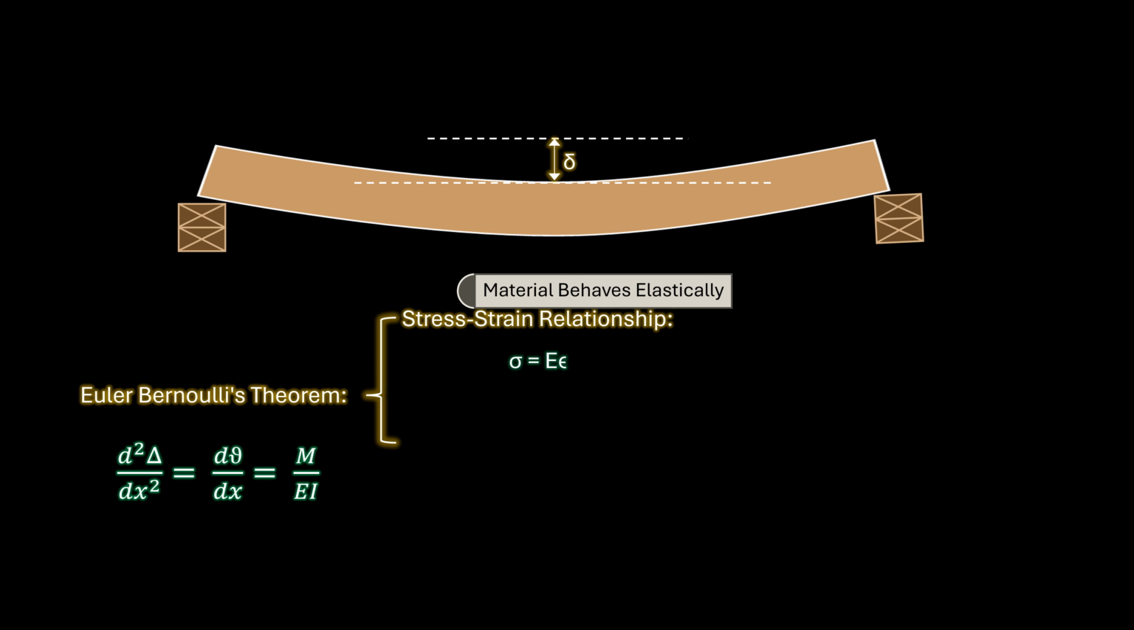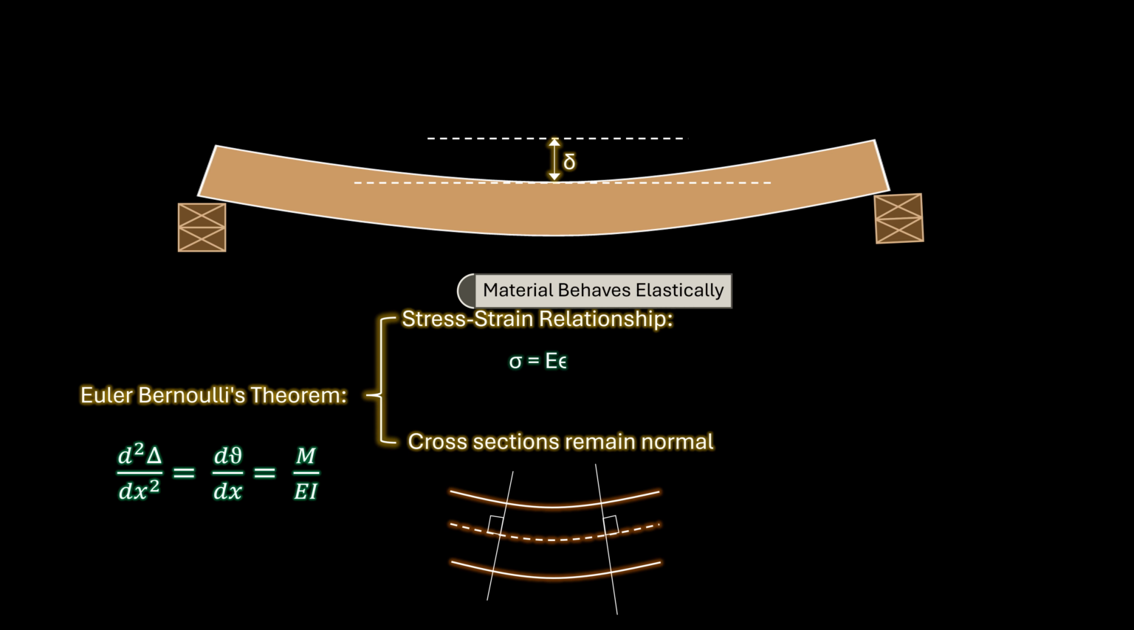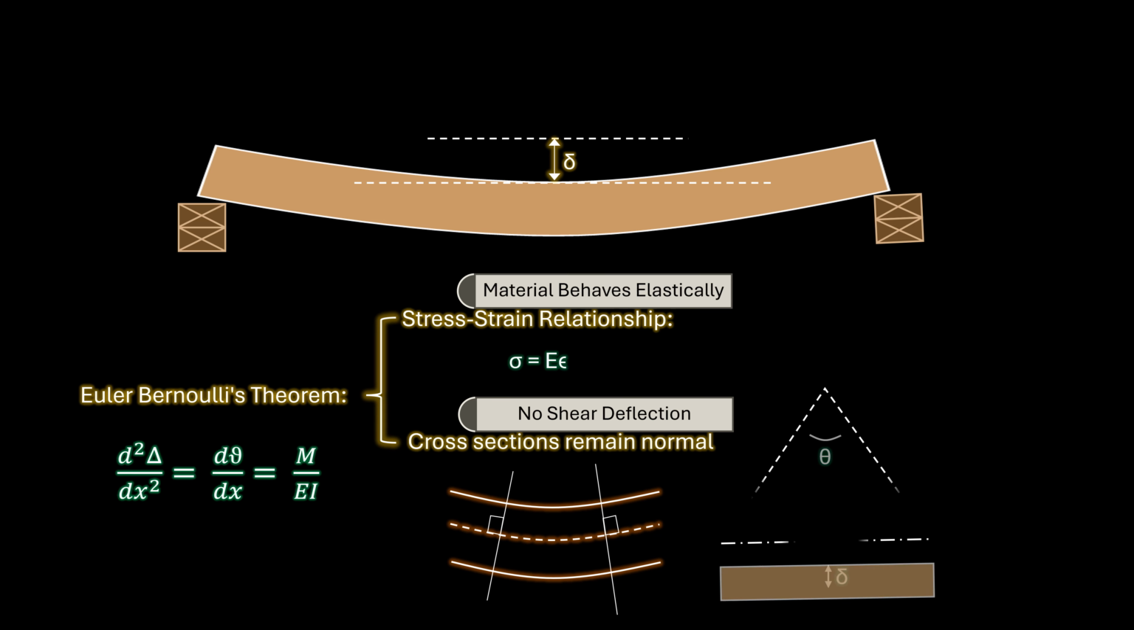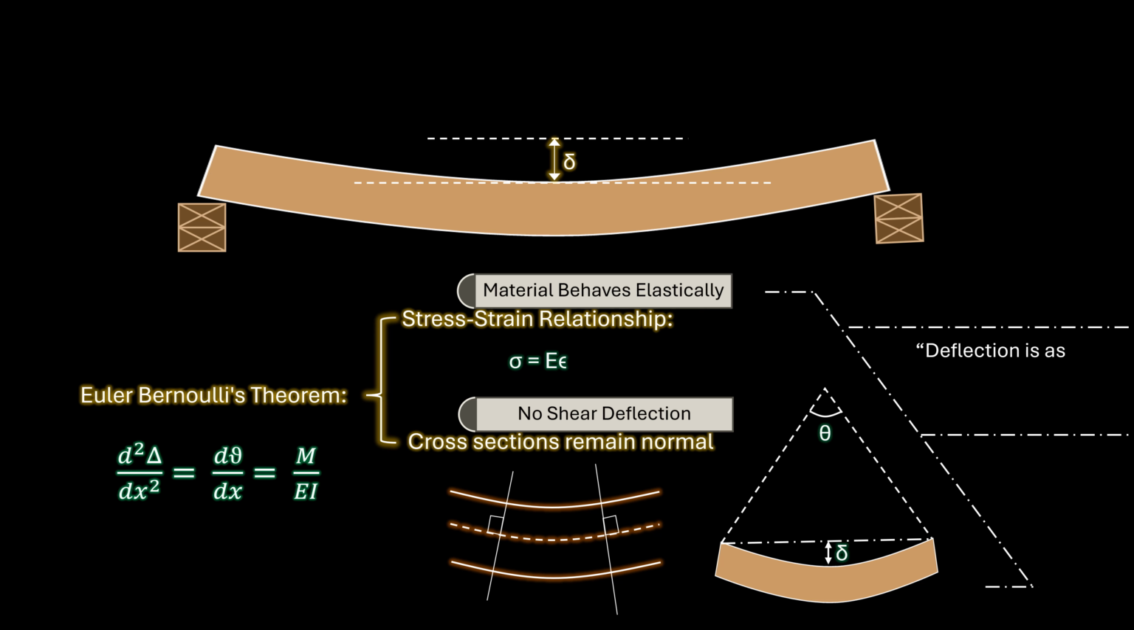Additionally, the theory is based on the assumption that the cross-sections of the beam along its length remain normal to the neutral axis, which means that there is no shear deformation. In this theory, bending moments create curvature in the beam, leading to deflection. All this means that deflection is a result of bending stress and not shear stress.